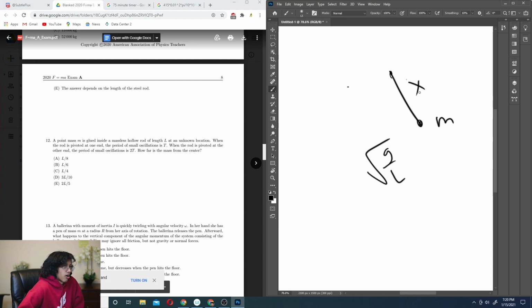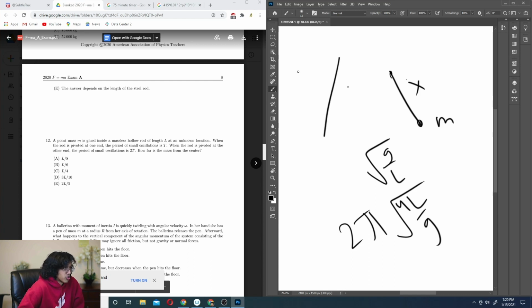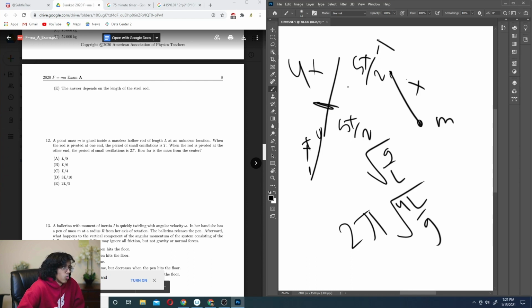So originally the period is 2 pi root L over G. Essentially, if we had to get 4 times, the new X after you pivoted from the other end should be 4X. So you have X and 4X, and your center is at 5X over 2, and this is at X, so you have 5X over 2 minus X, which is equal to 3X over 2, and X is equal to L over 5, so we have 3L over 10, my bad, so that should be a D.